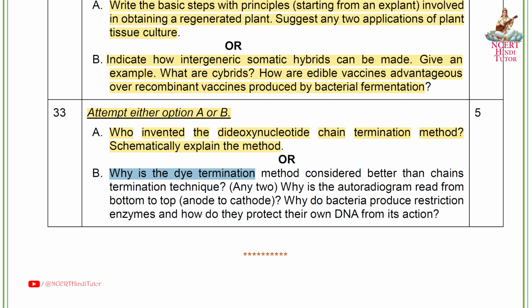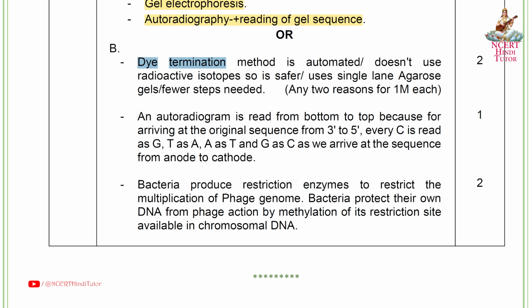B. Why is dye termination method considered better than chain termination technique? Any two. Why is the autoradiogram read from bottom to top? Anode to cathode. Why do bacteria produce restriction enzymes and how do they protect their own DNA from its action? Answer. Dye termination method is automated, doesn't use radioactive isotopes so is safer, uses single lane agarose gels, fewer steps needed.